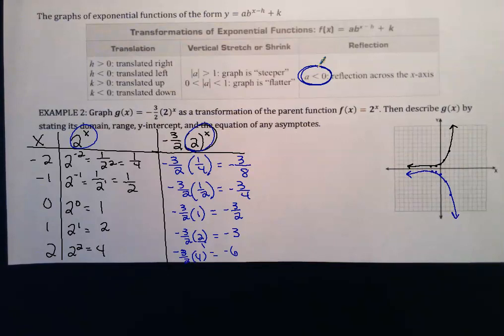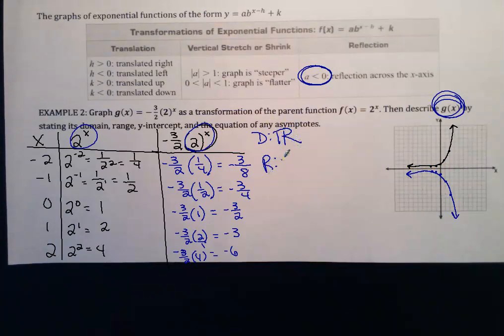All right, so now we get to do all the other fun stuff. We're stating the domain, the range, the y-intercept, and the equation of any asymptotes, but this is for g of x. First of all, what's the domain of g of x? What x values? We want all of them. This is just a sampling; we made a table so we could graph it. It is all real numbers, because they can keep coming back here.